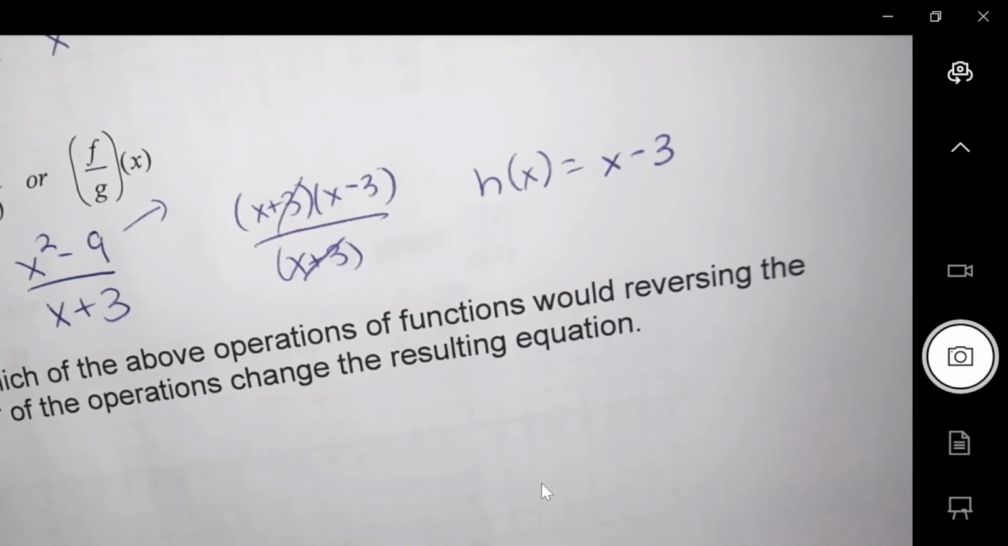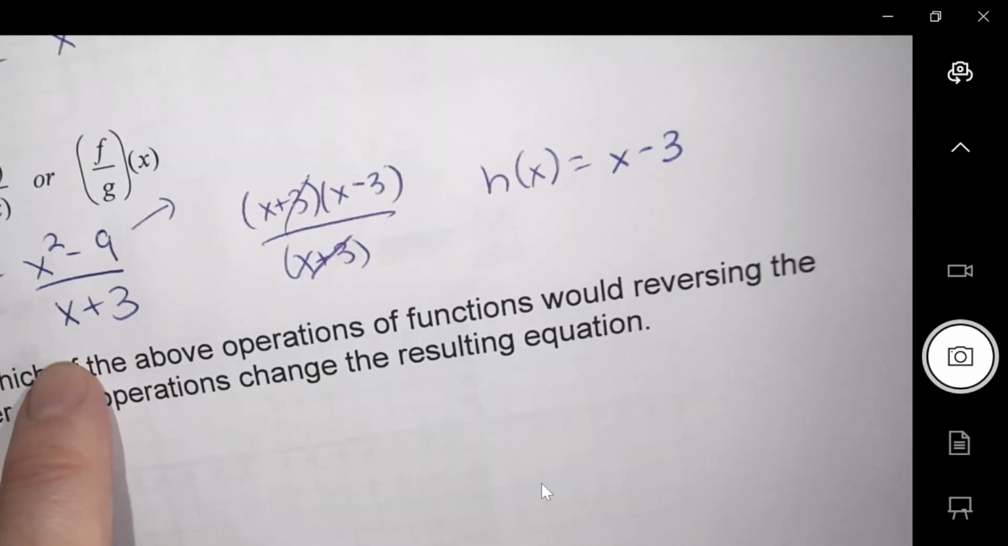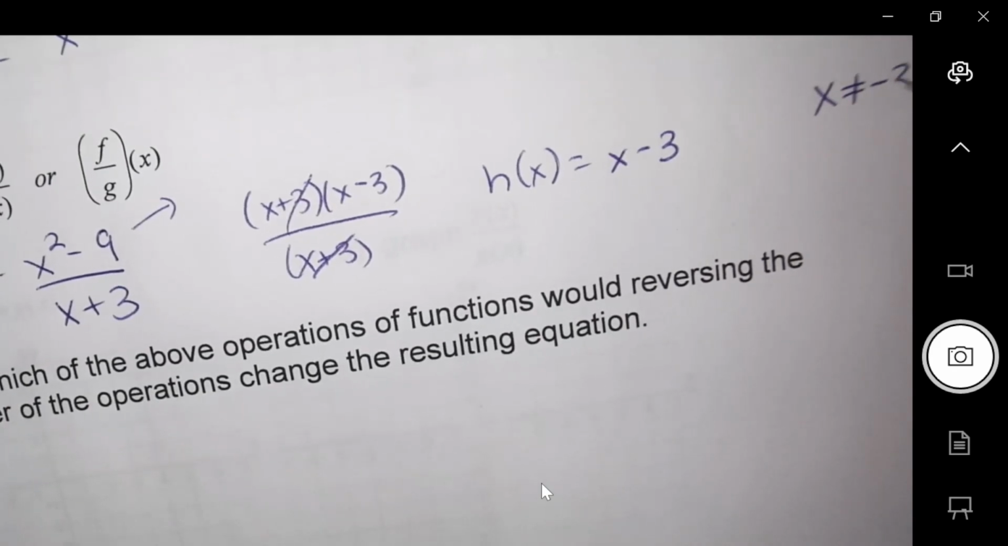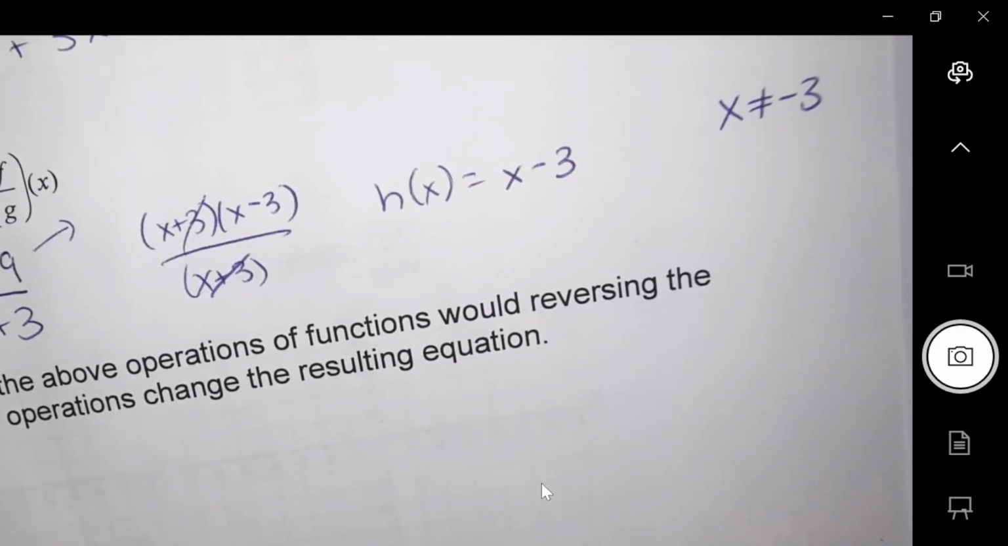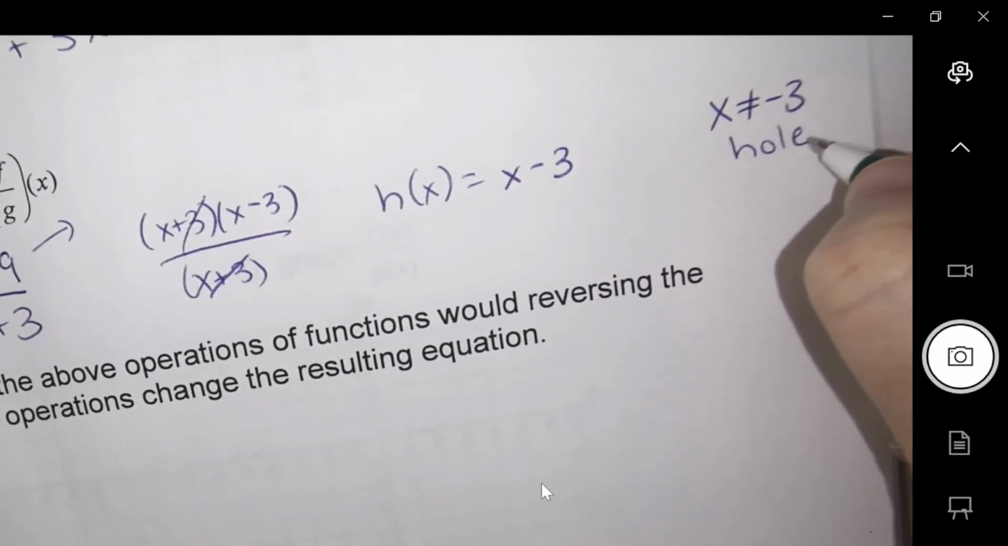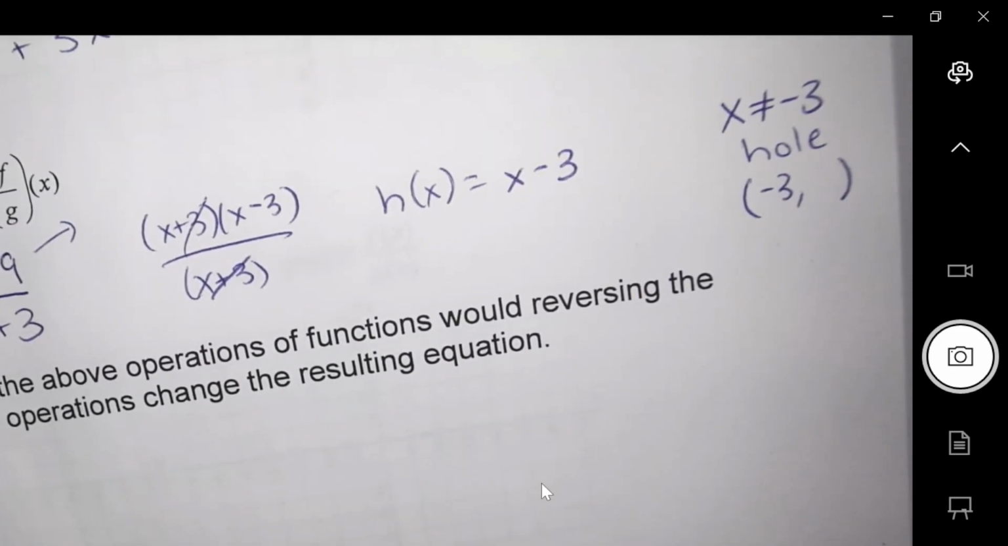Back to the rationals unit. Is there any value for x that is non-permitted? Do I have any domain restrictions? Look at the original. Is there some problem? X can't be -3. What would physically be going on this graph? A hole. Maybe it'd be important for us to figure out where that hole is exactly. -3, comma.